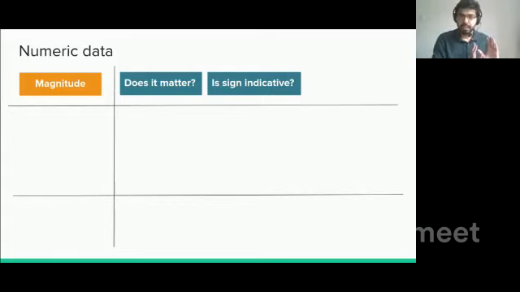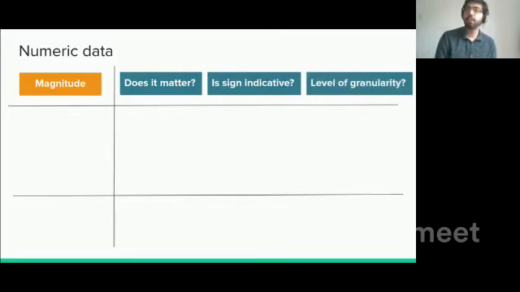So sign is indicative in that case. It might not apply to numeric data, but in general, for feature engineering, sign becomes very indicative. Level of granularity. So what is the level of granularity of the data that you have, and can you go further in the level of granularity that you have? Can you combine these different columns to, again, maybe get a column that represents all of the sub columns?